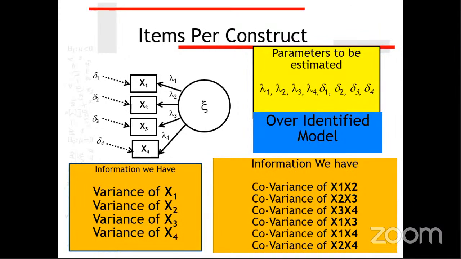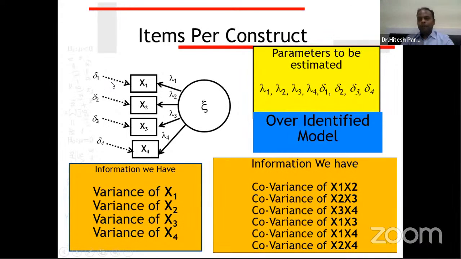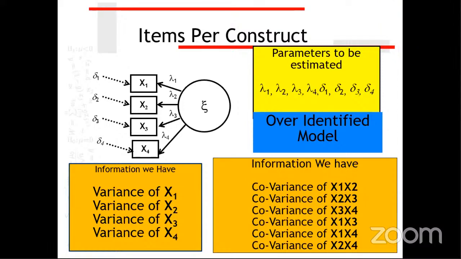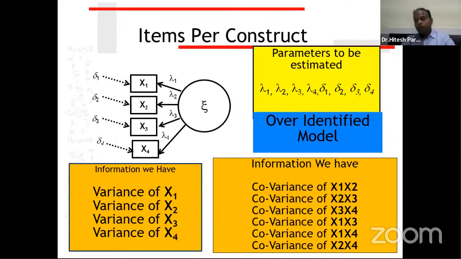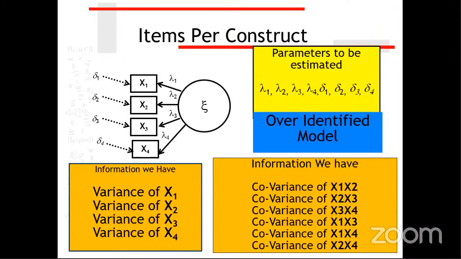How many constructs do we need, sir? Per construct we require 4 items, right, sir? How many constructs do we need? You can put as many constructs as possible depending upon your research objectives. There are no limitations for constructs. Okay, sir. For CFA, but for an individual construct, you require at least 4 items. Okay, sir. Right.